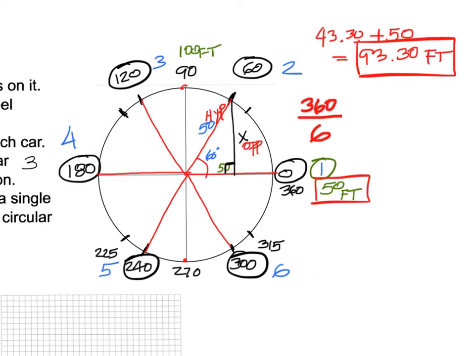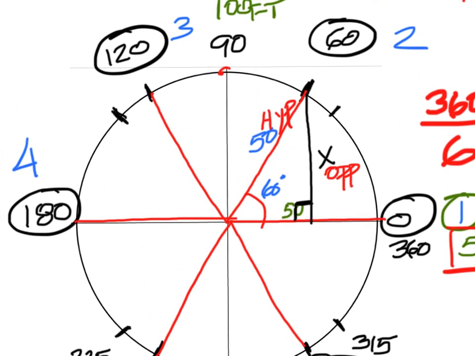Next up is car 3. And car 3, we can draw a triangle like this, a right triangle, in which the hypotenuse has what side measurement? 50 feet. And then we need this angle measurement. What is that? It is 60. Don't make the mistake of using 120 just because it's written up there.